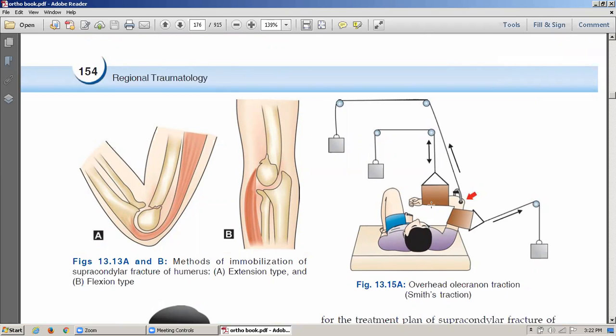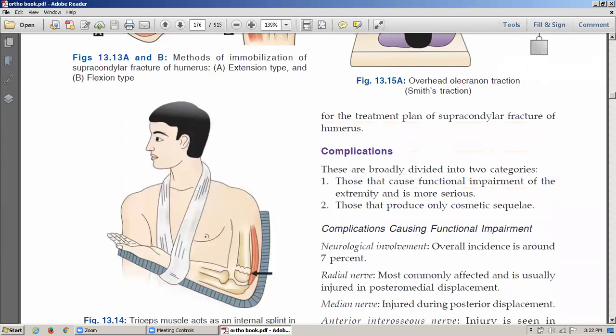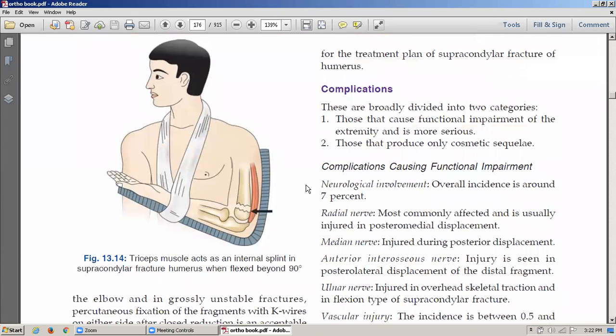Then this is the overhead olecranon traction, that is the Smith traction. That's how it is given here at this position of the olecranon. Then these are the triceps muscles. When there is a fracture at the distal end of the humerus, the triceps muscle acts as an internal splint in the supracondylar fracture of the humerus when flexed beyond 90 degrees.